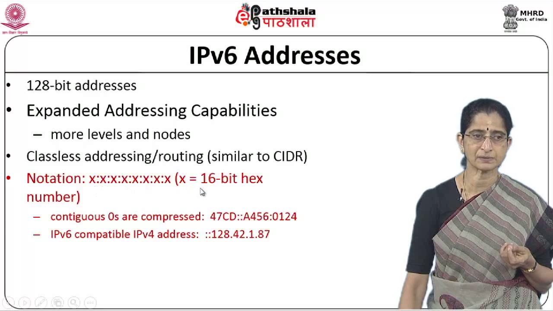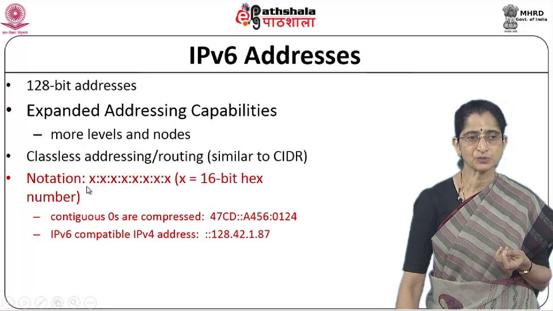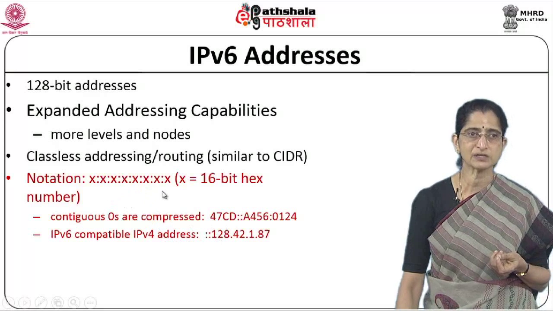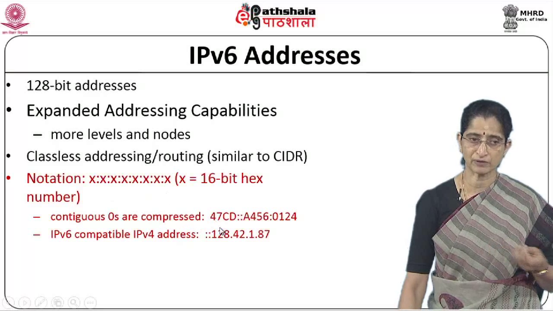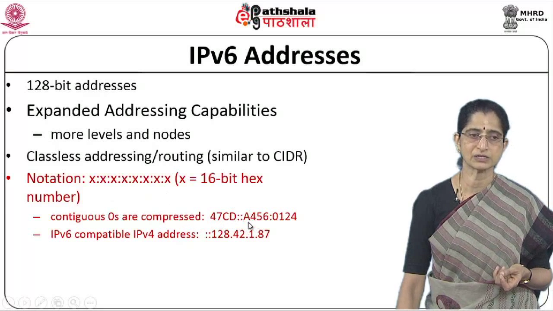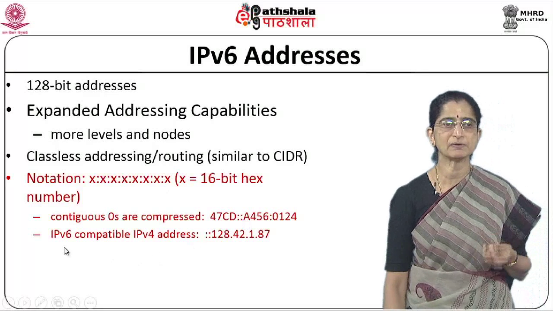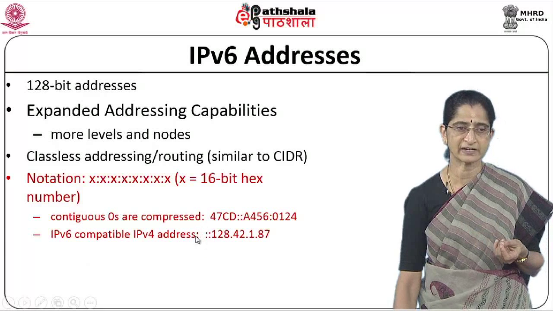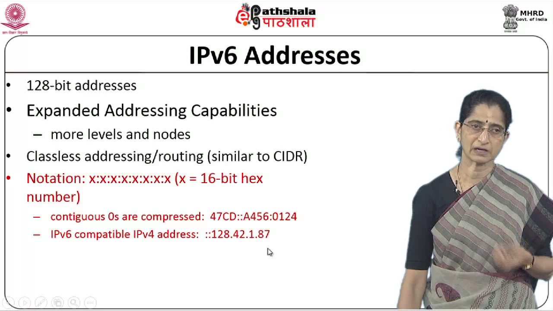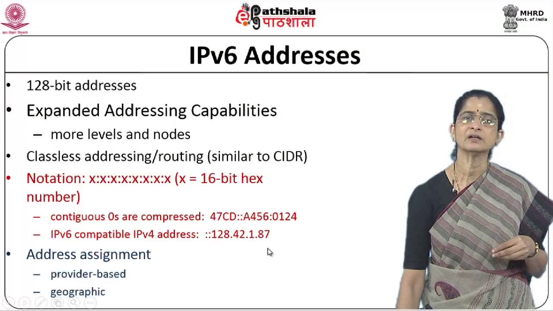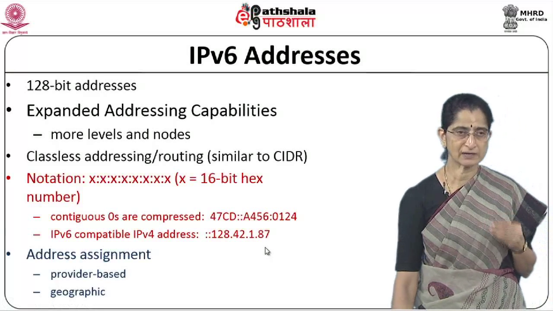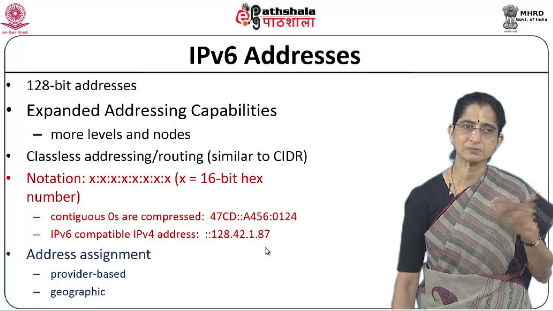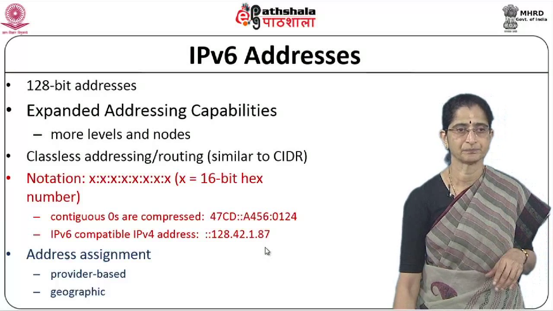So, each of these x's represents a 16-bit hex number and you specify the entire address as x colon x colon and so on, something like this. And if you have a contiguous set of zeros, that can also be compressed, you do not have to write down all the zeros, it can be compressed by putting 2 colons like this. And there is also support for IPv6 compatible IPv4 addresses, where you have a leading set of zeros which is indicated by means of these 2 colons and then you have your typical IPv4 kind of address. And for address assignment, you have support for both provider based and geographical address assignments. So, there is a lot of flexibility in the way the addresses can be done.